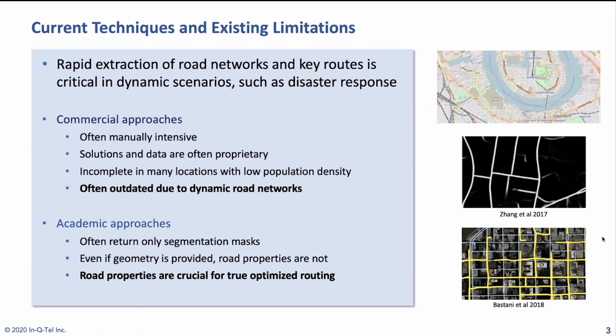Academic approaches have started to tackle this more and more, which is very exciting. But these often just present a segmentation mask, so just which pixels are road, which pixels are background, which doesn't really help you solve some of the routing problems. You can see this on the right here. And then if you do get a road network, often these don't have any road properties, so you can't do true optimized routing because you need those road properties to do this. So this is the motivation for why we're tackling this problem here.